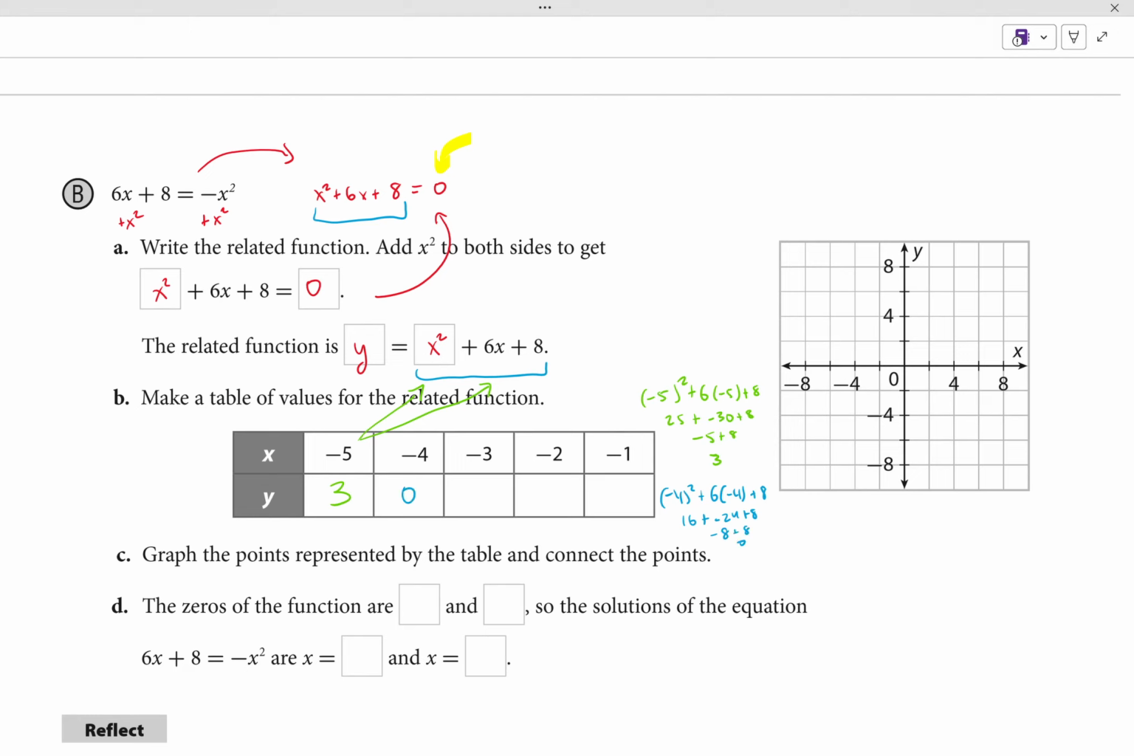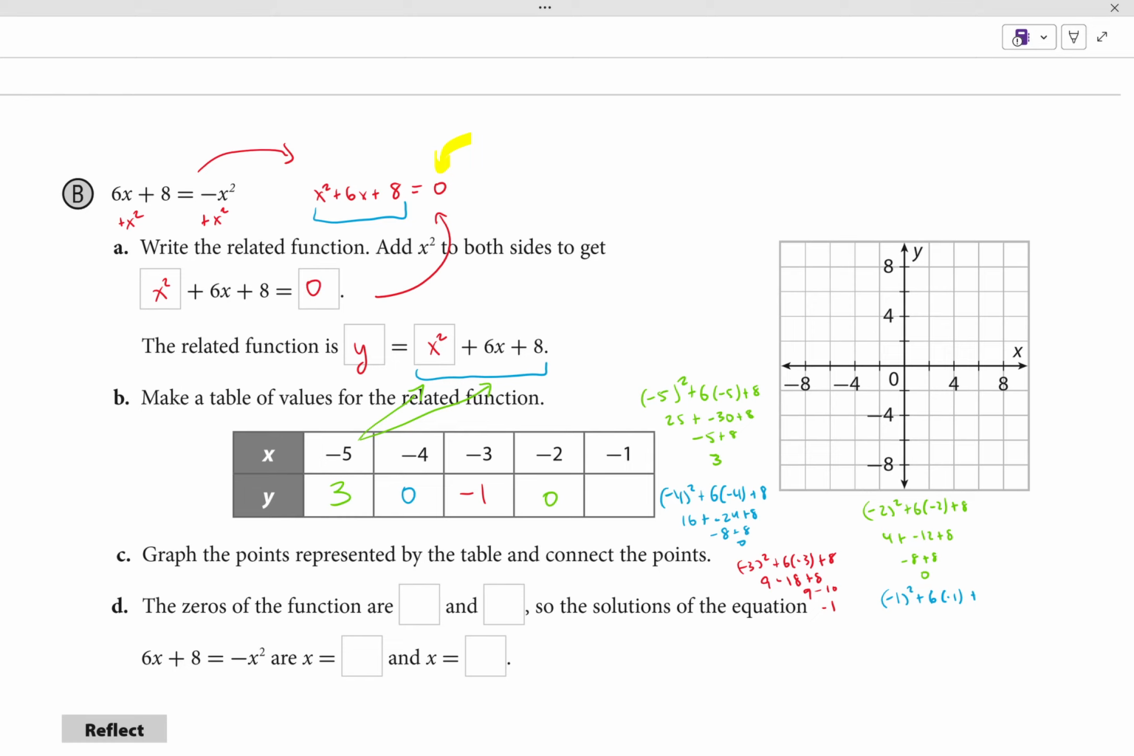Okay, I think I got 0 here if I plug in -3. Yeah, I need more space here, but it's fine. 9, 18, 8. Okay, I got -1 here. Let me do -2. Minus 12 plus 8. Maybe 0 again. And let's do -1.